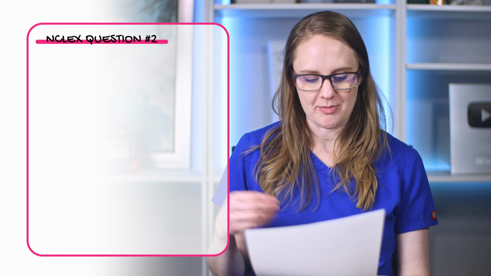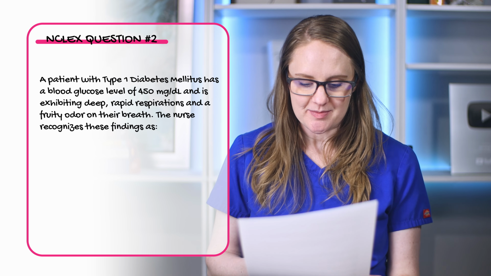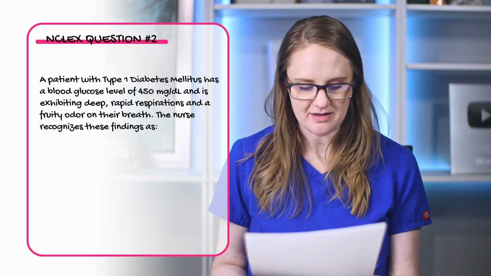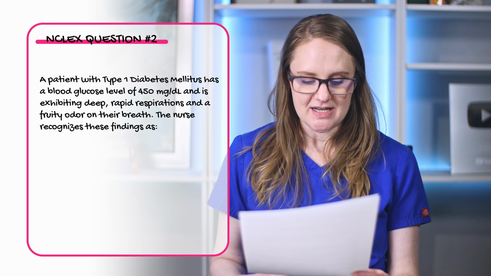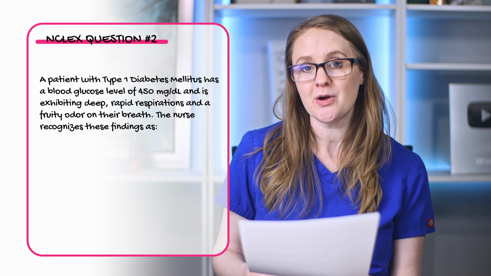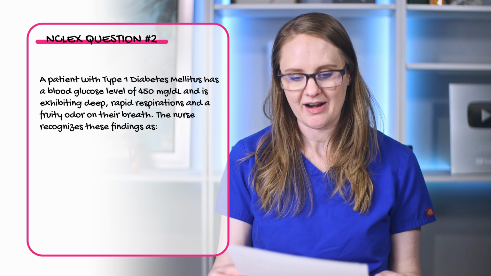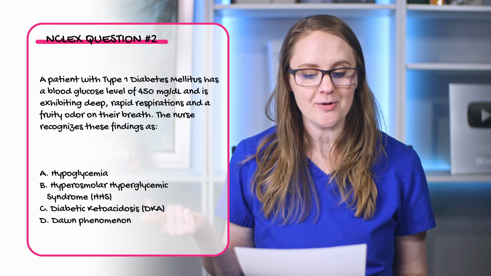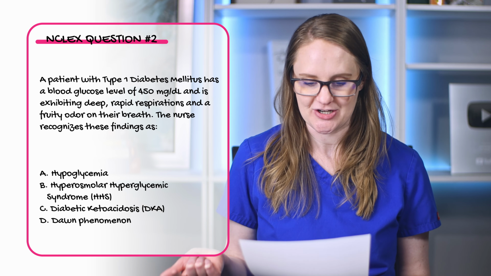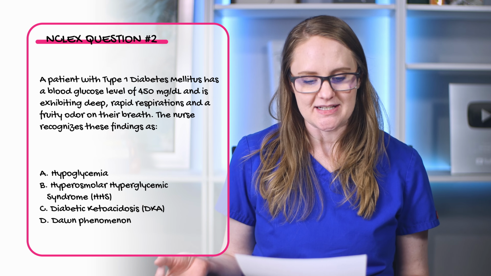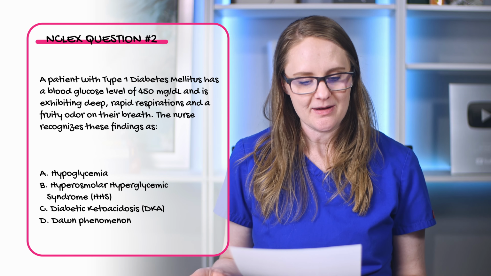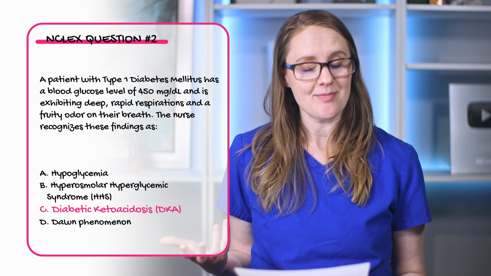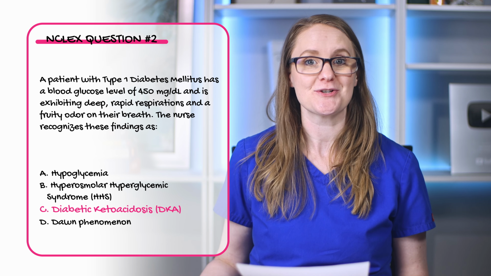Now let's walk through question number 2. A patient with type 1 diabetes mellitus has a blood glucose level of 450 milligrams per deciliter and is exhibiting deep, rapid respirations and a fruity odor on their breath. The nurse recognizes these findings as A, hypoglycemia, B, hyperosmolar hyperglycemic syndrome, HHS, C, diabetic ketoacidosis or DKA, or D, Dawn phenomenon. The correct answer here is C, diabetic ketoacidosis, or DKA for short, like we talked about in the video.